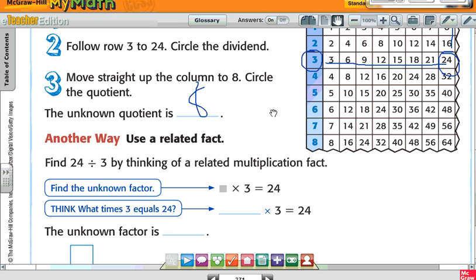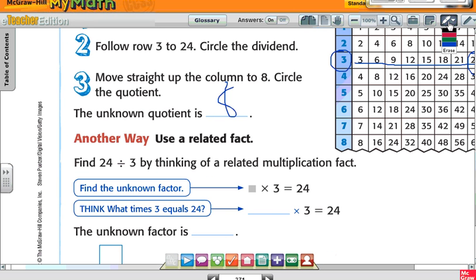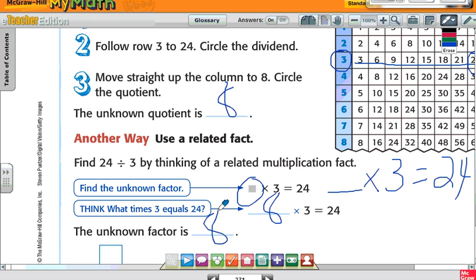Or you ask yourself this question: one number times 3 gives me 24. 8. You have one number, 8 times 3 gives me 24. It says find 24 divided by 3 by thinking of a related multiplication fact. Those are fact families. 8 times 3 or 3 times 8 is 24, and 24 divided by 8 is 3, or 24 divided by 3 is 8. Find the unknown factor. Think what times 3 equals 24. We just said it already. 8. So the unknown factor is 8.